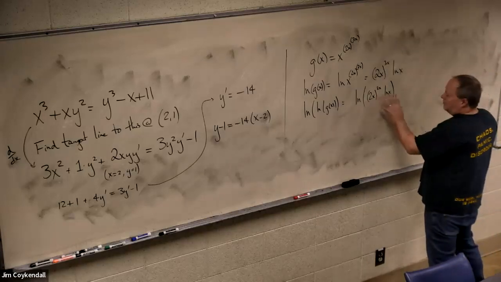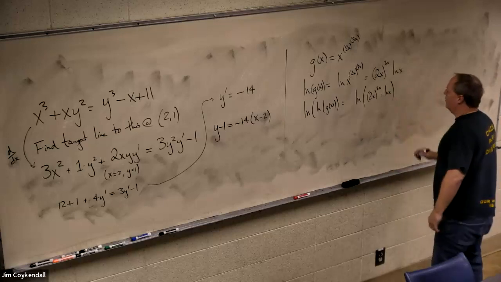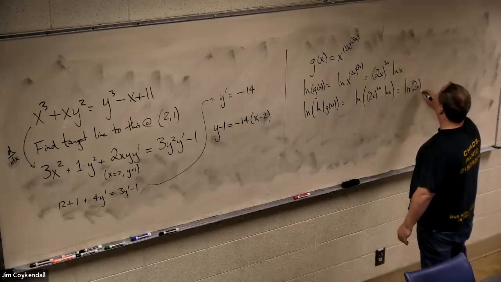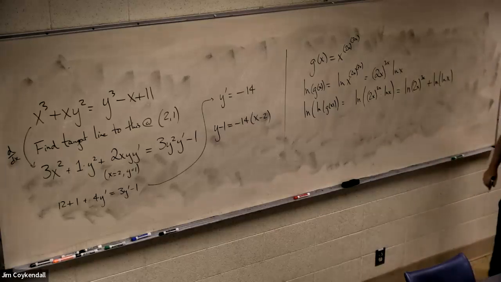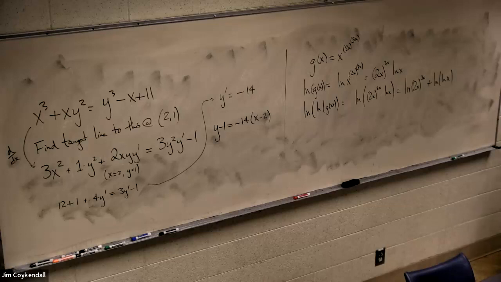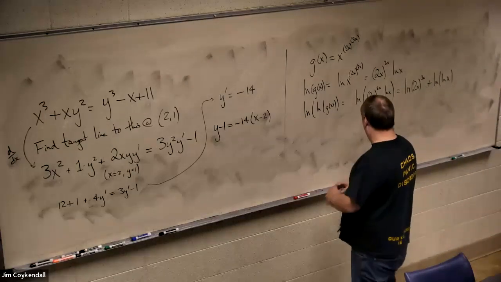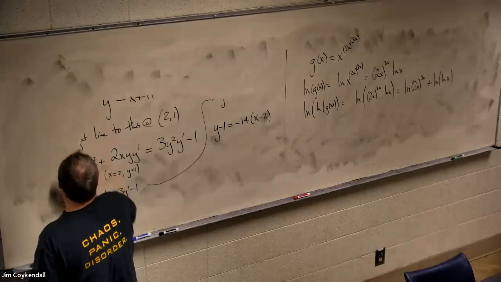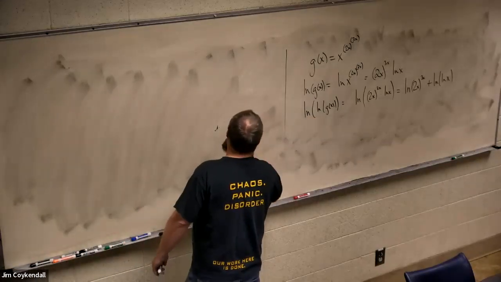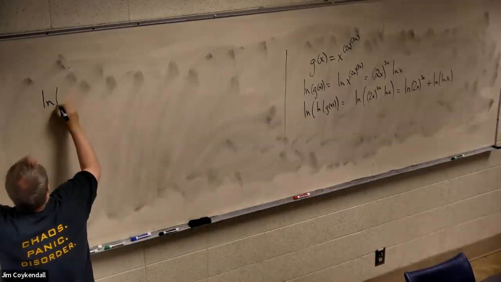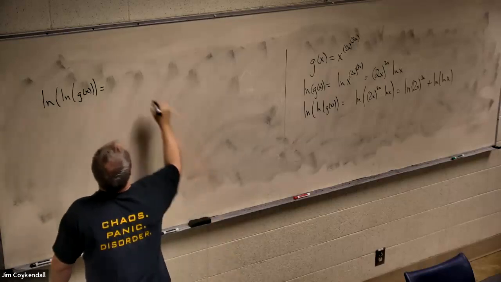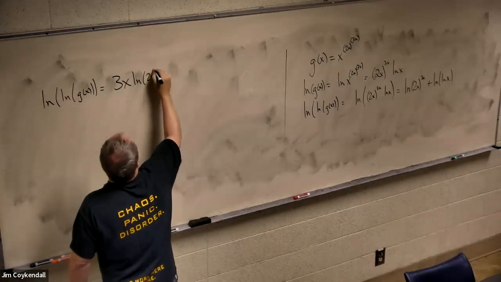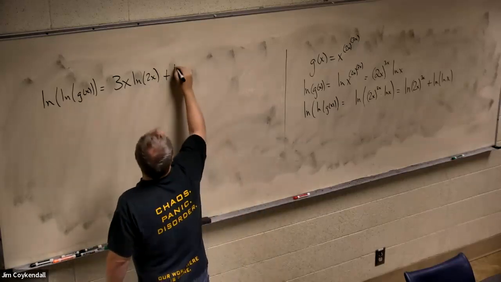Now, how does this help? Well, I'm going to break this up, and this is a product of two things. Log works well with that. It's log (2x)^(3x) plus log x, using the proper logarithm property: the log of a product is the sum of logs. Everybody okay with it? And now I can bring this down. So here, I have log g of x is equal to 3x log 2x plus log x.